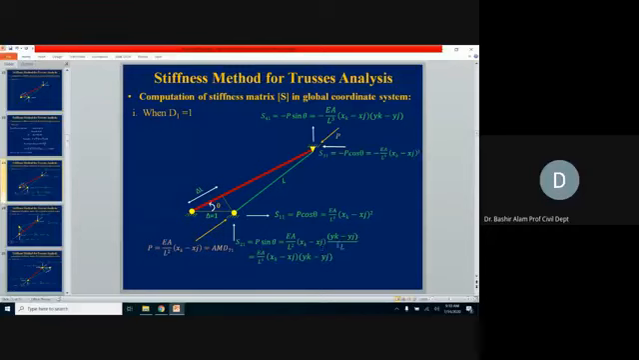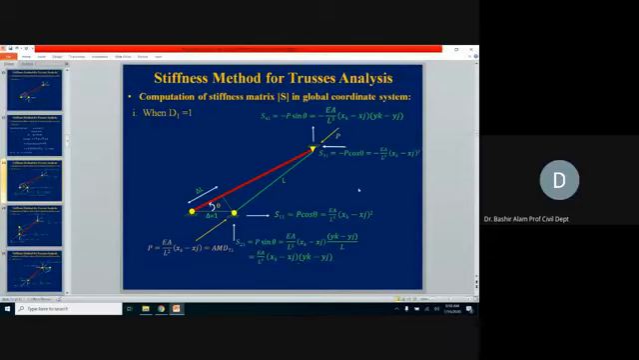L cube is coming from the product of L square times L. If you look at the configuration, it is the same. Here it is EA over L cube, and this is also EA over L cube. This is the product of the horizontal coordinates, and this is the product of the horizontal and vertical coordinates. So again, a product of the two things.